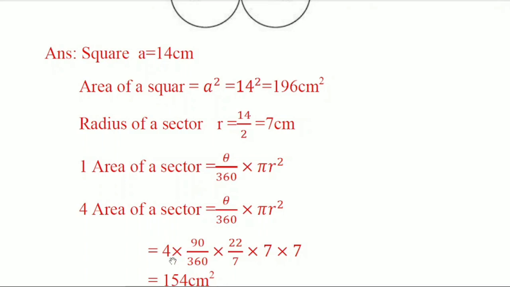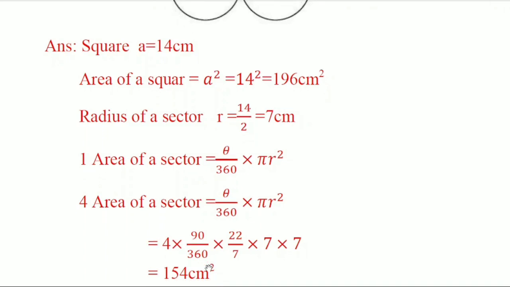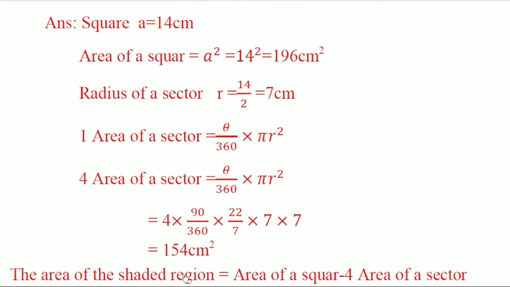So 4 area of sector equals 4 into 90 divided by 360 into pi value 22 by 7 into r square. R is nothing but 7. So 7 ones get cancelled. 0 0 get cancelled. 9 ones are 9, 4 fours are... So 4 4 cancel. So the remaining 22 into 7. We got 154 centimeter square. This is 4 area of sector.